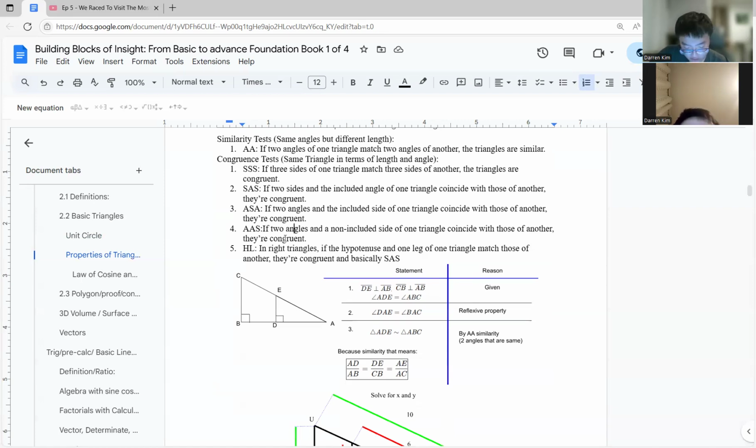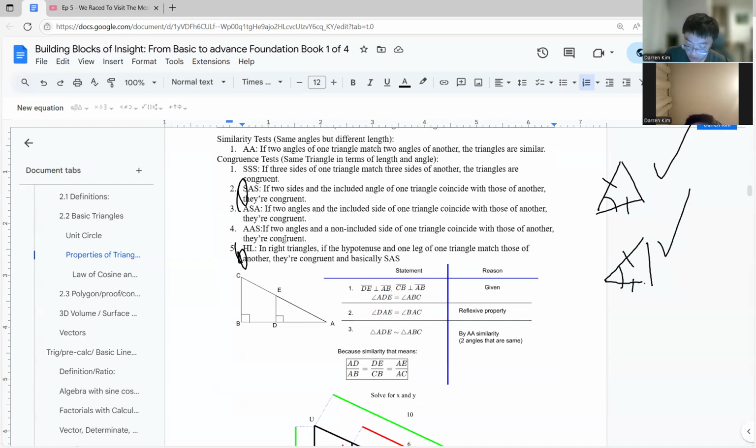Side, side, side. If three sides of one triangle match three sides of another, the triangles are congruent. Same with each one. This one is a special case of this one, which is side-angle-side. If that's true, then this is. If this is true, then these two must be the same triangle.